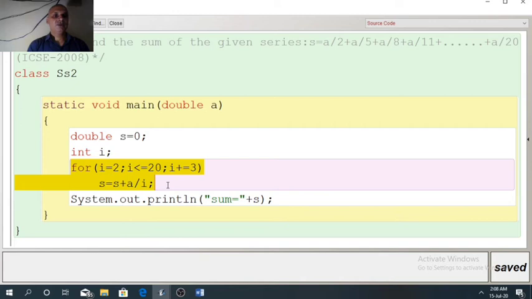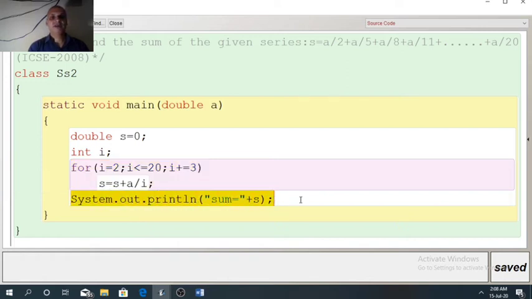So when the loop will be over, each term of the series will get added into the variable s, and finally we will print the value of s along with the message sum equal to. Now we will see the result.